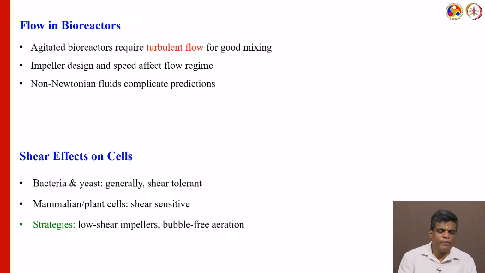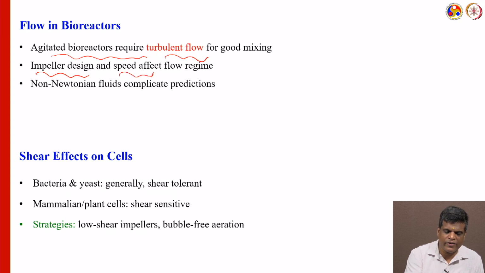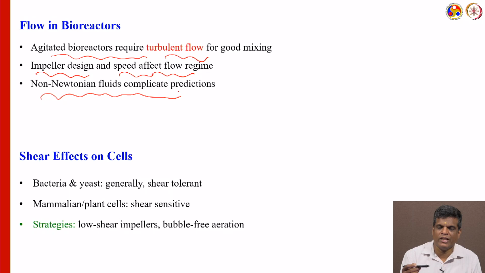So what is the flow in bioreactors? Agitated bioreactors definitely require turbulent flow for good mixing. Otherwise, the mixing is very, very complicated here. Then the impeller design and speed definitely affect the flow regime. Non-Newtonian fluids complicate the prediction. Whenever non-Newtonian fluids are there, it is not easy, it is very, very difficult to predict.